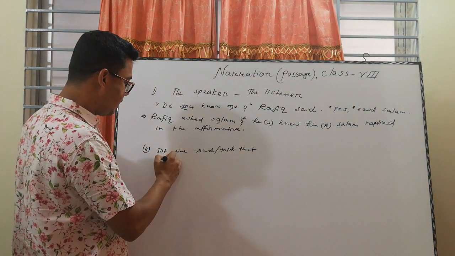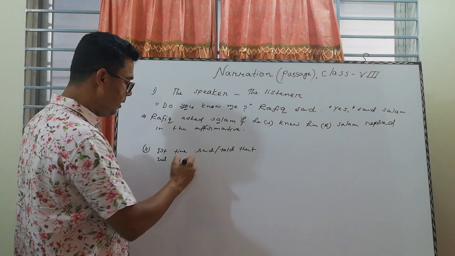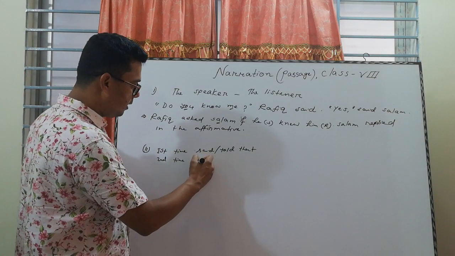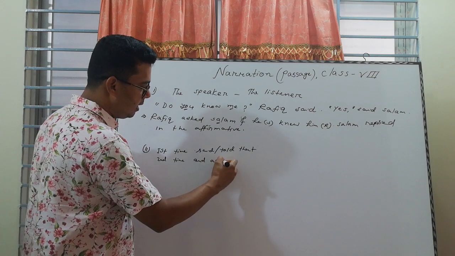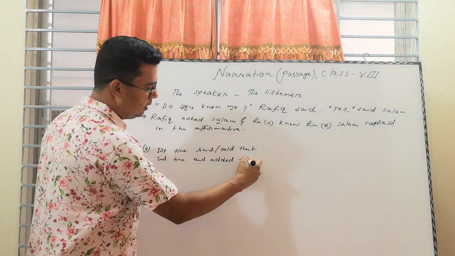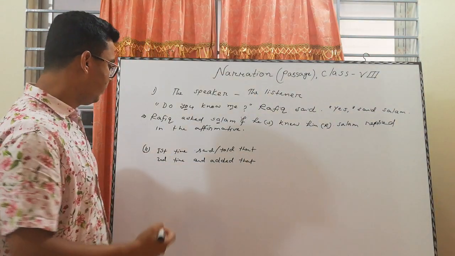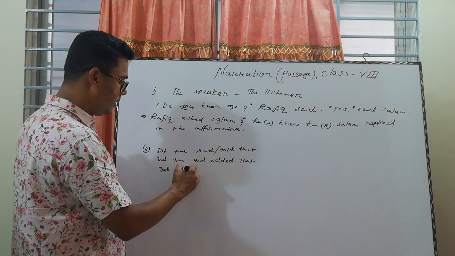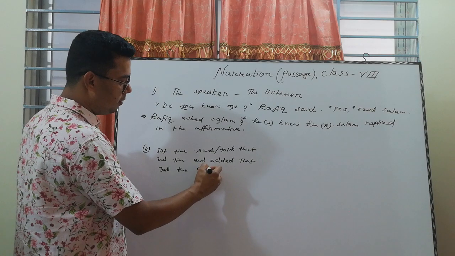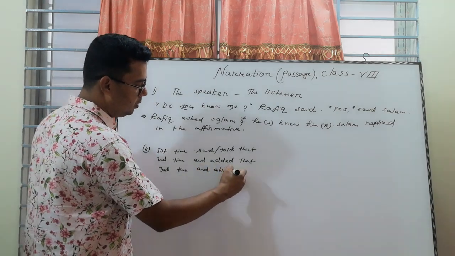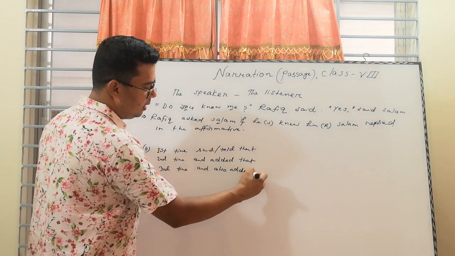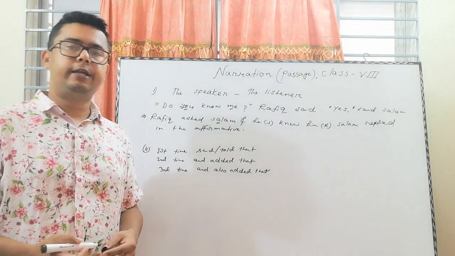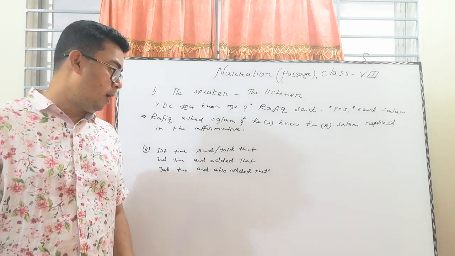If it is the second time, in an assertive sentence, then we have to write and added that. If it is the third time, then you have to write and also added that.